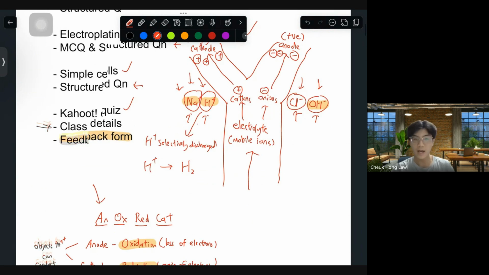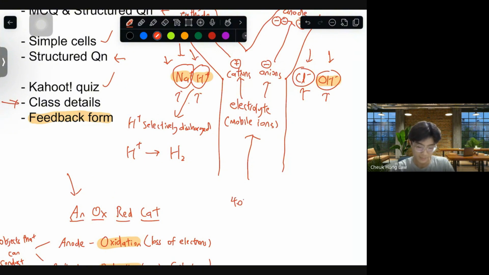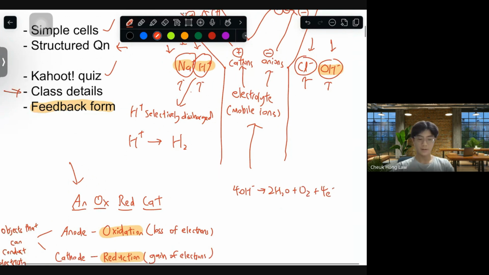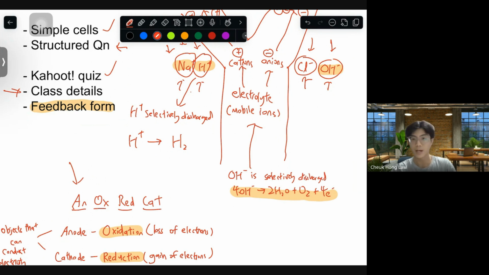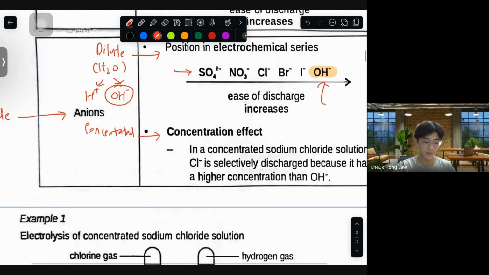Then for the half equation, there's only one, and this one no choice, you have to memorize. 4OH minus gives you 2H2O plus O2 plus 4 electrons. For the rest, you know how many electrons are gained or lost, but this equation is pretty hard to write on its own. So I recommend you just memorize this. That means when OH minus is selectively discharged and they ask you to write the half equation for it, you write this. Then moving on to the last one, which is your concentrated solutions.